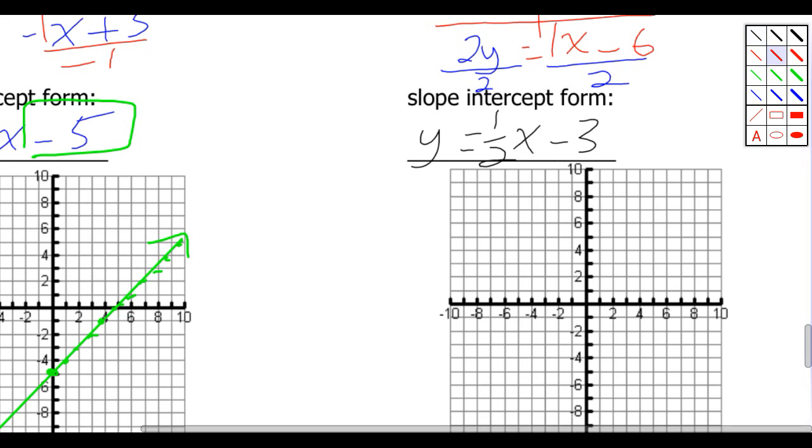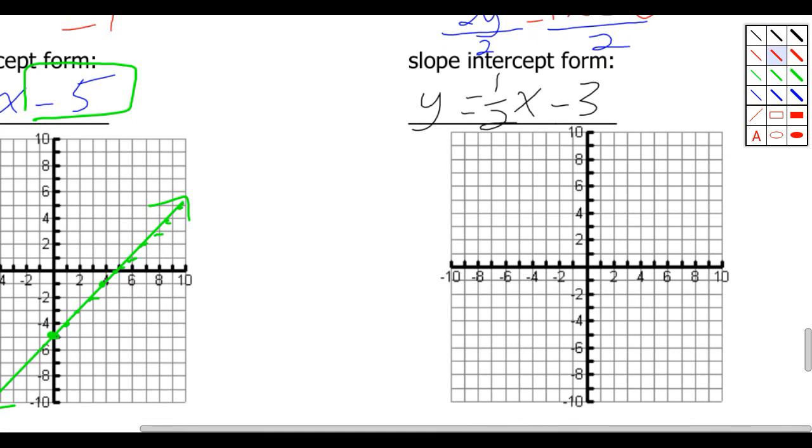So our starting place is negative 3 on the y-axis. Up 1 over 2, to the right 2. Up 1 to the right 2, up 1 to the right 2, up 1 to the right 2. I think that's pretty darn close to the points I've got. Put our arrows in the ends, and there we have it.